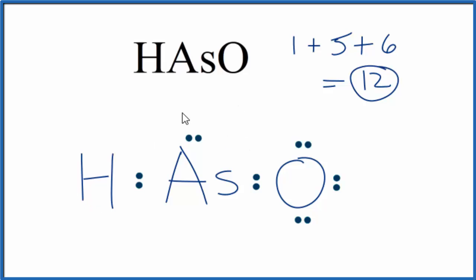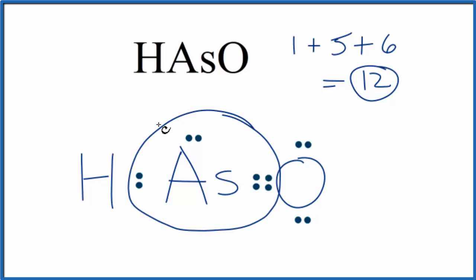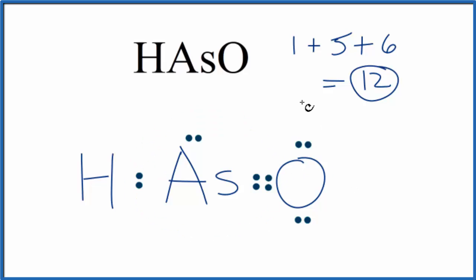But the arsenic here in the center, that has 6. So that's a bit of a problem. Let's take these 2 here and move them to the center and create a double bond. And when we do that, we have 8 still for the oxygen, but now the arsenic here, that has 8 as well. So this is the Lewis structure for HAsO.